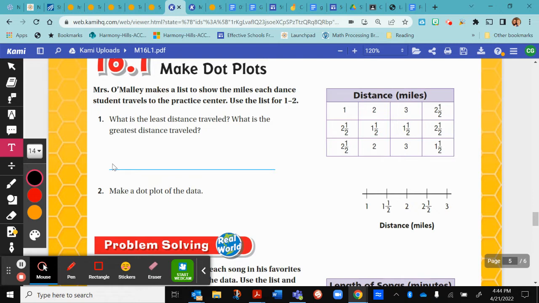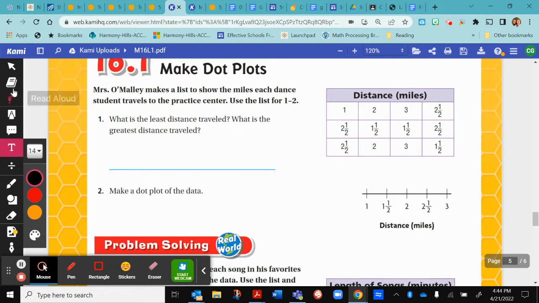Guys, keep in mind that on my screen, I've enlarged it. On your actual paper, you don't have a whole lot of room, so you may need to do it on a separate sheet of paper so you don't squish your numbers up. You have to be able to see it. So let's get started. Mrs. O'Malley makes a list to show the miles each dance student travels to the practice center. Use the list for 1 and 2.